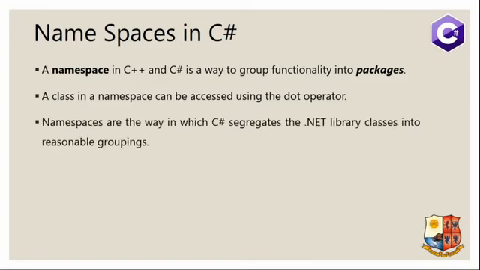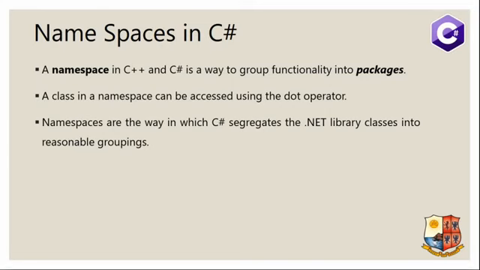They are a way in which C# segregates the libraries into reasonable groupings, just like Java again. In Java, what do you do? java.util.something, java.math.something, java.sql. All these are related stuff. So everything related to math operations is put inside a folder called math, which is kept inside another folder called java. So java.math.sqrt or something like that you can call.